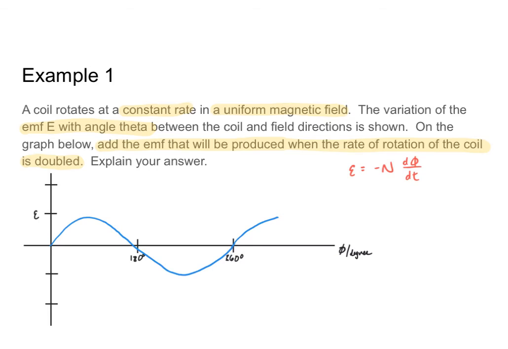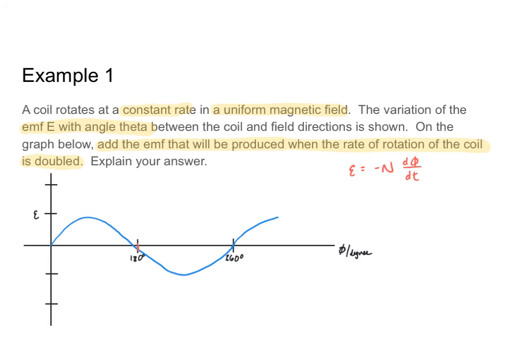So we'll go to 180 degrees in half the time that it took us before. So we'll go through a full cycle between 0 and 180 degrees now, because we are speeding up. So again, our coil is rotating in half the time, and so we will go through 2 cycles in the same amount of time.